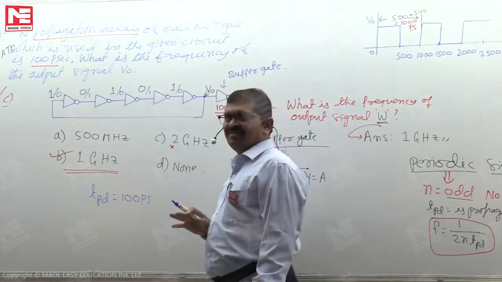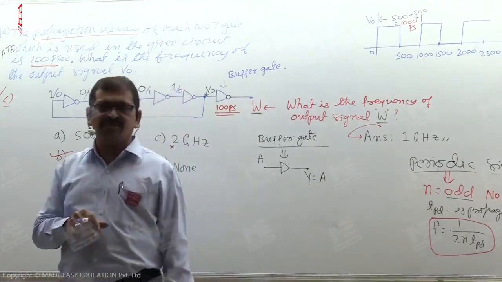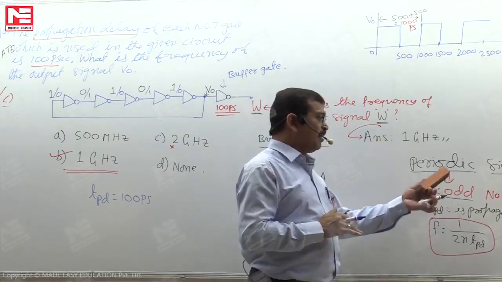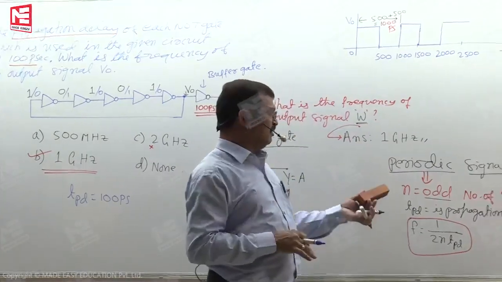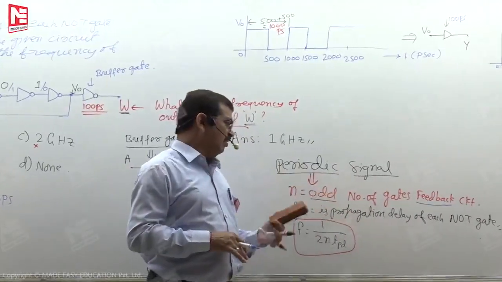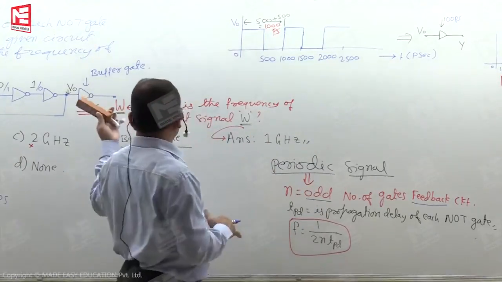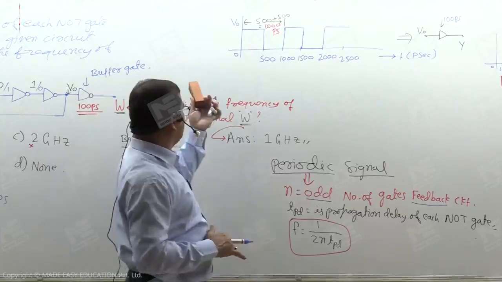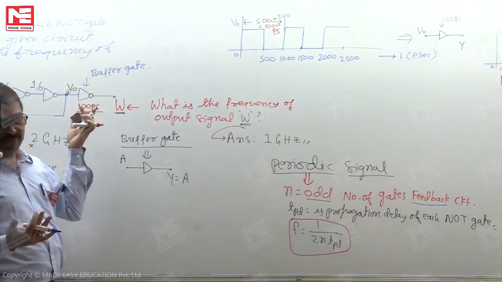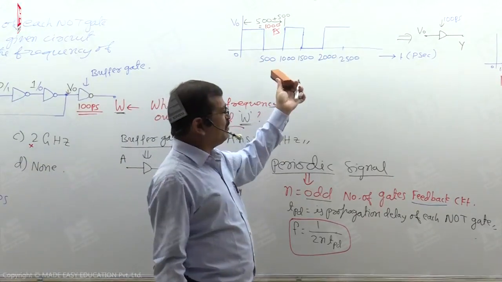Be clear. Don't try to mug up formula-type things. It is not good. If you are looking at formulas, be specific. You have to think in an engineering way. The number of gates you are talking about must be in the feedback circuit. As and when they are odd, it generates a periodic signal. The signal generated is inverted by the NOT gate with a delay of 100 picoseconds.